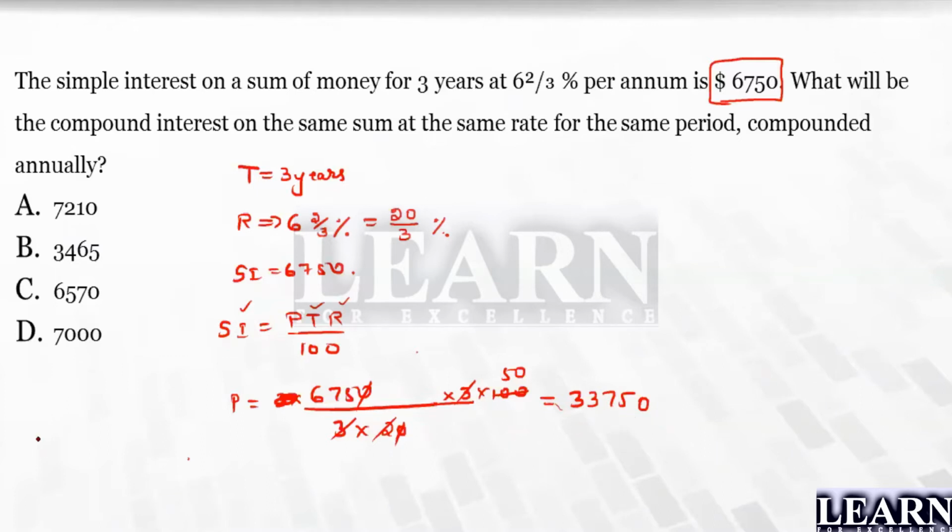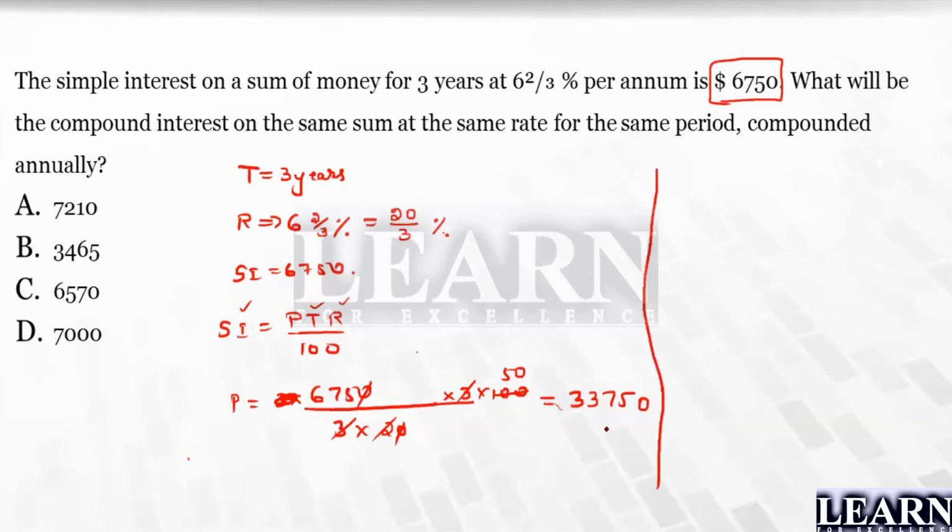33,750, because we have already taken 100 there. In PTR by 100, where 100 is already taken, we cannot take 100 once again. Is this clear? 33,750 we have got. Now what are you going to do? This is the principal. Now this is the first part.